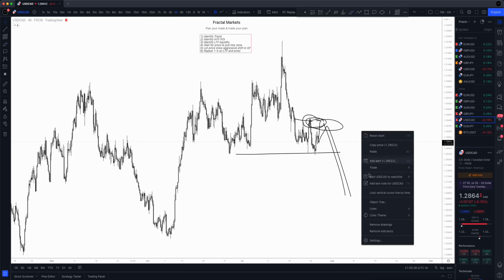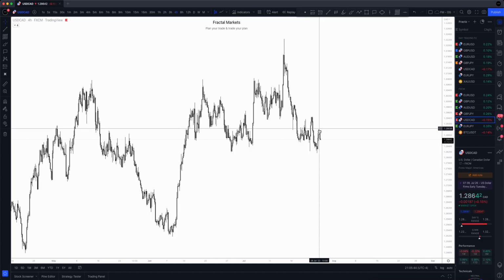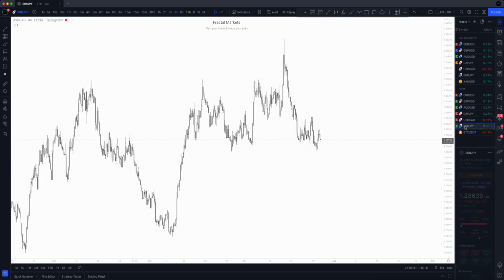USD CAD. Yeah, so starting to come up into this flip zone right up in here. Probably look for one more run into the high, get a liquidation of that before dropping down.